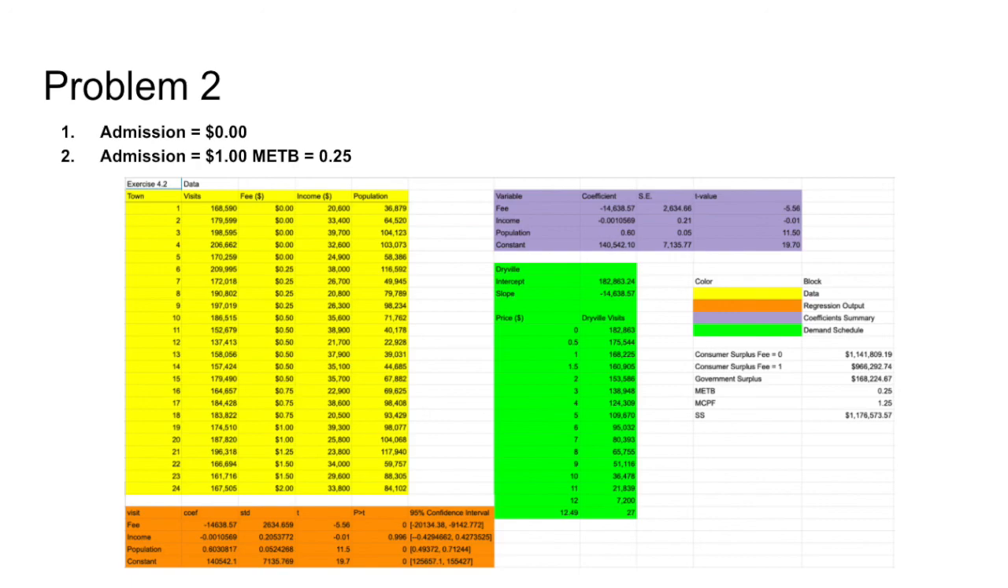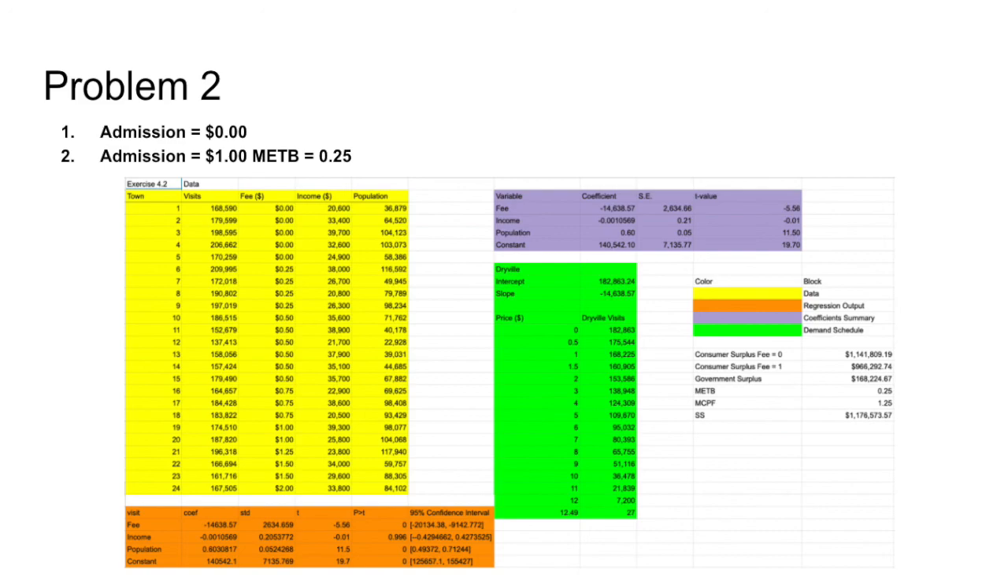which is the increase in deadweight loss per dollar taxed. In this case, pool visitors pay a usage fee that would have otherwise been tax money. The consumer surplus only accounts for the area under the demand curve above the $1 line, which sums to $966,292.74. The government surplus increases to $168,224.67 as a result of the fee.